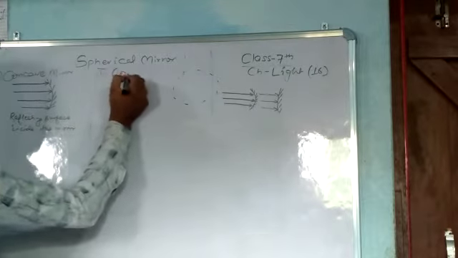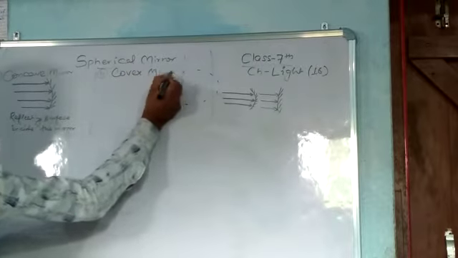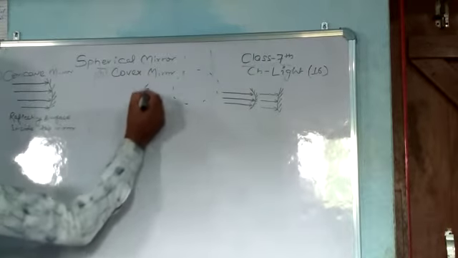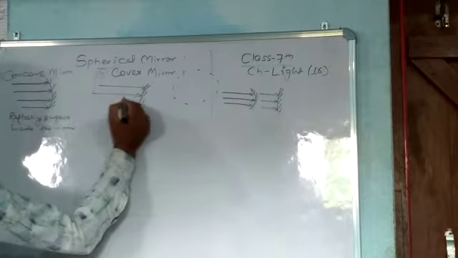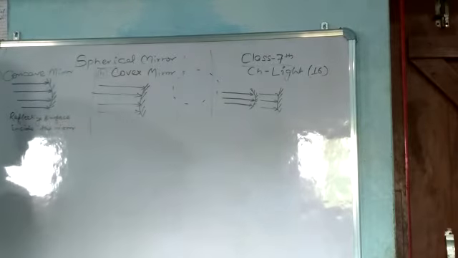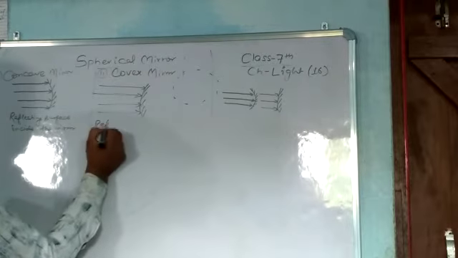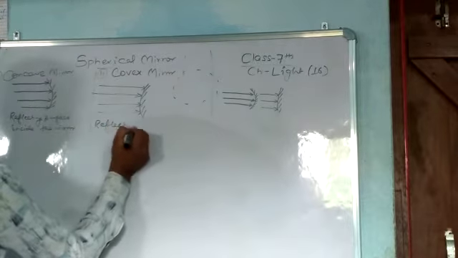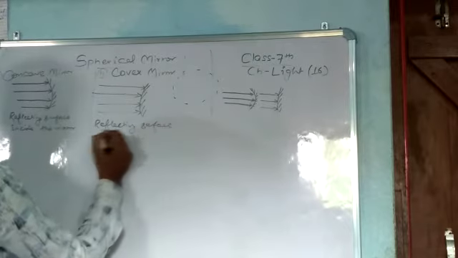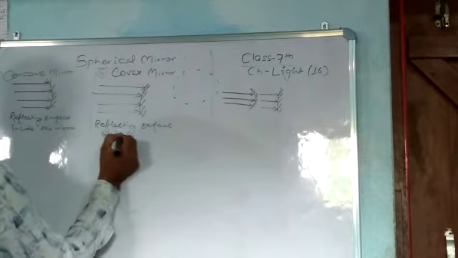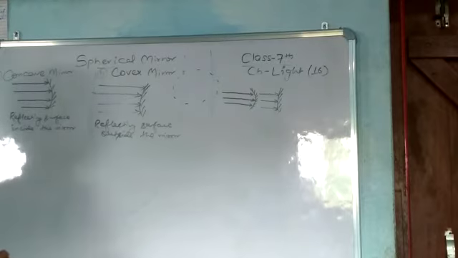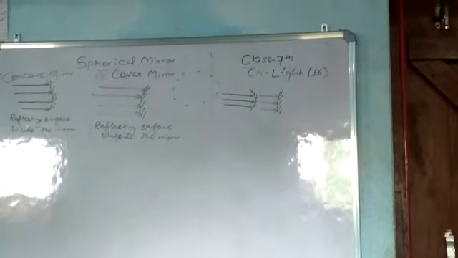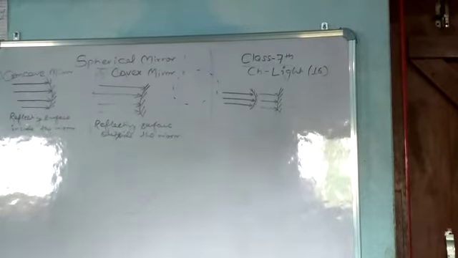Second part, convex mirror. If the reflecting surface is outside the mirror, then it's said to be a convex mirror. Okay.